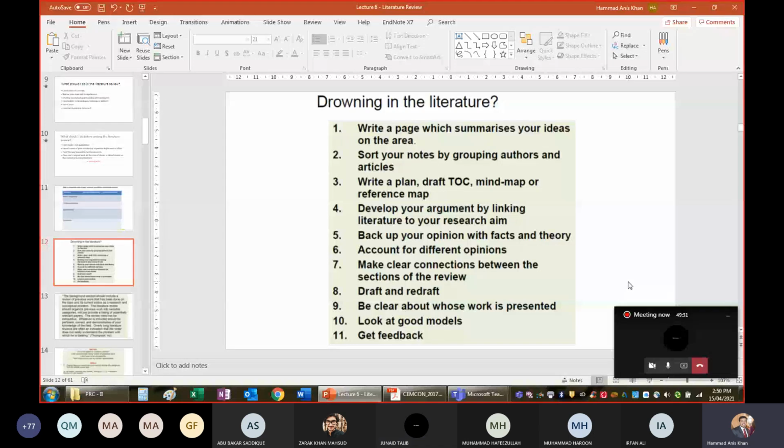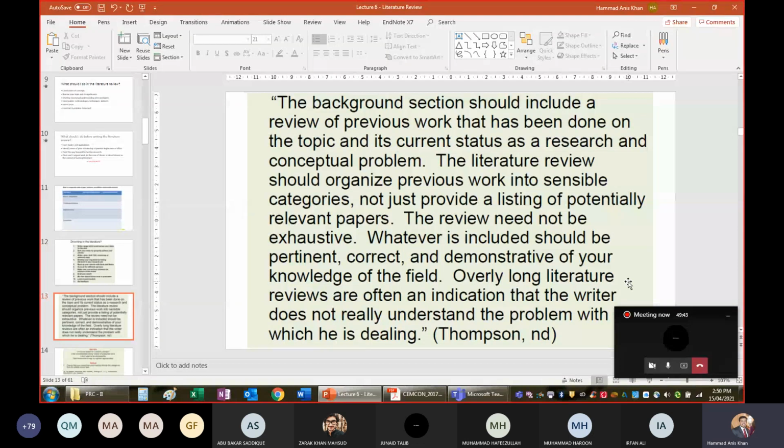Be clear about what work is presented. Be focused. Don't write anything which comes to your mind. Look at good models and get feedback from your supervisor. So this is a statement about the literature review, that the background section or the literature review section should include a review of previous work that has been done on the topic and its current status as a research and conceptual concept problems. So whatever has been published till now, the literature review should organize previous work into sensible categories, not just provide a listing of potentially relevant papers.